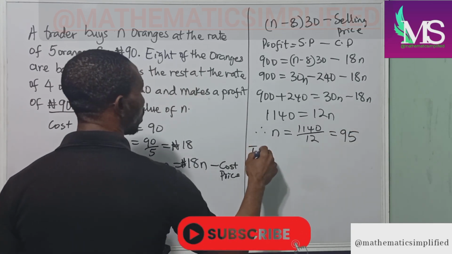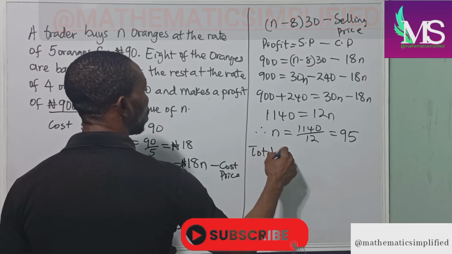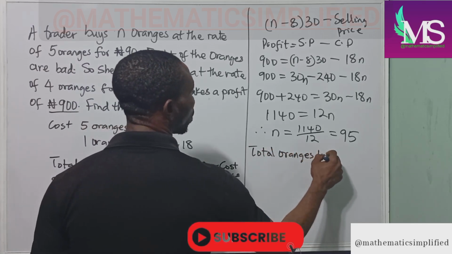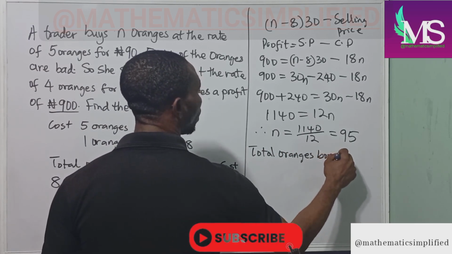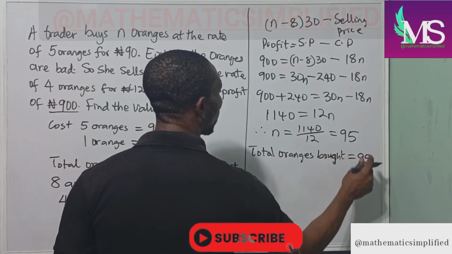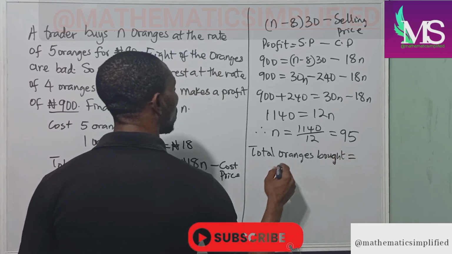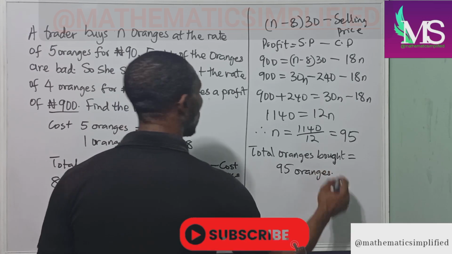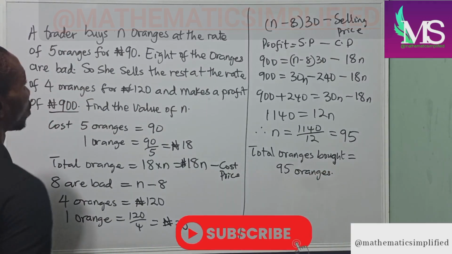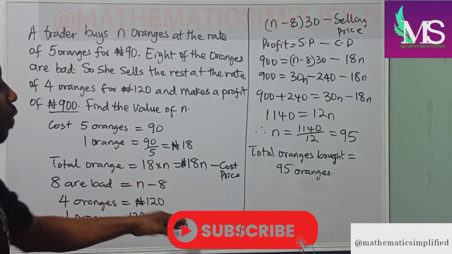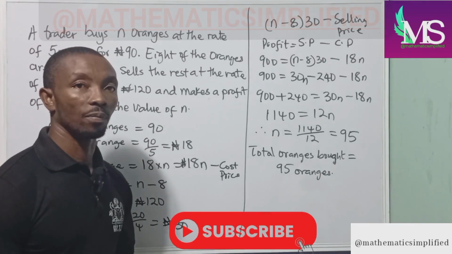So total oranges bought equals 95 oranges. Okay, so the trader bought 95 oranges. Now with this, we found the value of n.